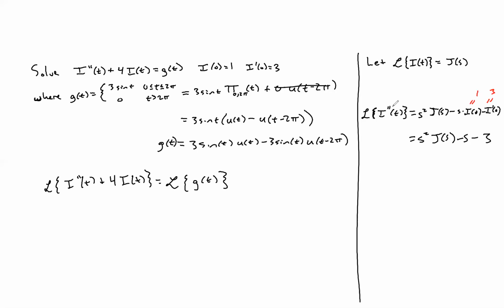So using that over here, for the Laplace transform of i double prime, I have s squared times J(s) minus s minus 3, plus 4 times the Laplace transform of i, which again we're calling capital J, so plus 4 times J(s).